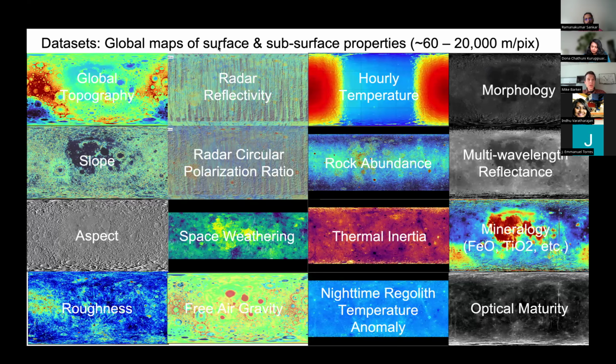We also have global maps of surface and subsurface properties, ranging in resolution from 60 meters per pixel all the way up to 20 kilometers per pixel. And these are maps of things like topography, slope, aspect, roughness, also radar reflectivity, gravity, regolith temperature, rock abundance, thermal inertia, morphology, and multi-wavelength reflectance, and mineralogy.